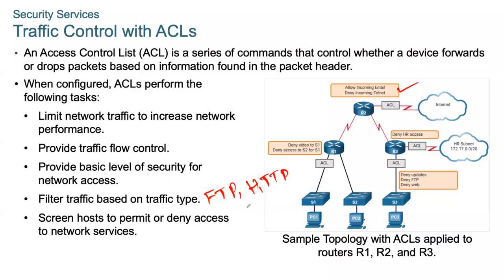And if HTTPS is supposedly not allowed, then if any packet originates from this PC, when it reaches your R1, that HTTPS packet will be dropped here. That will not be forwarded outside this network. So these are some of the tasks performed by your access control configuration on the configured edge router.